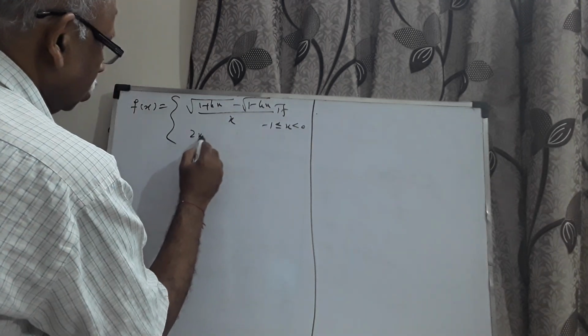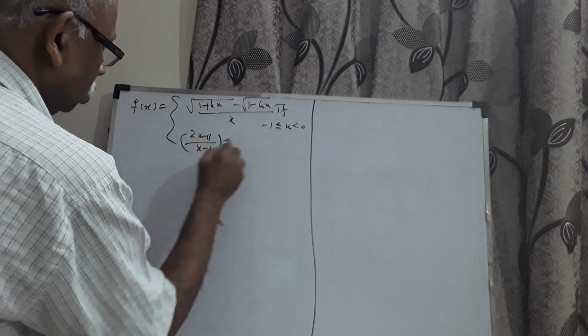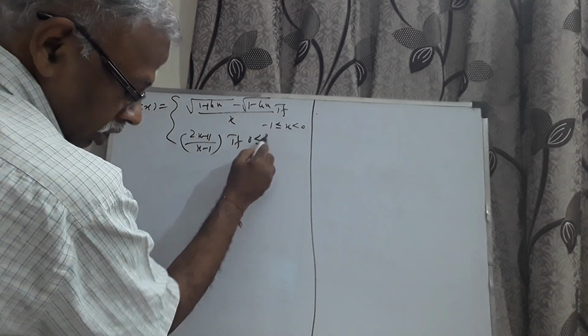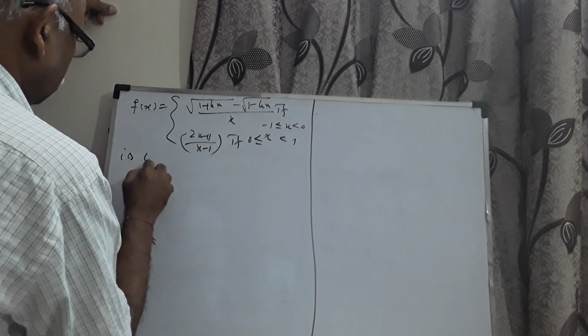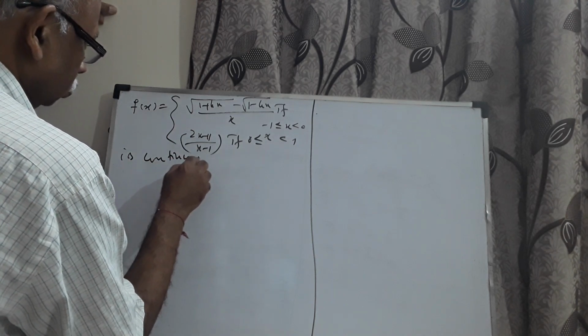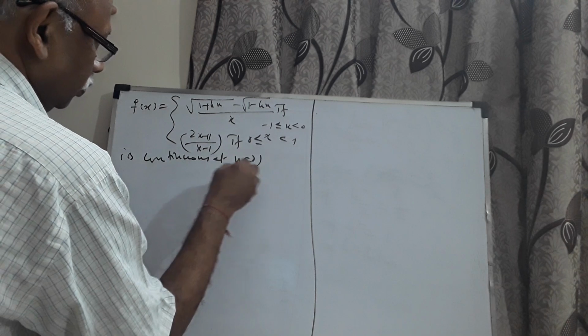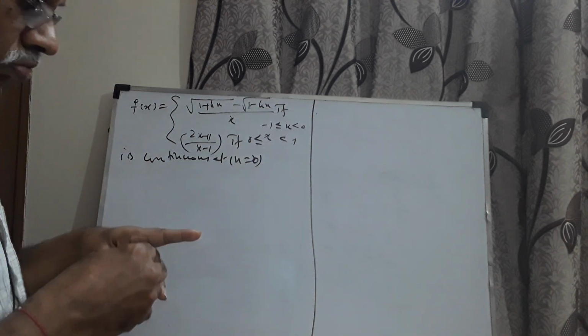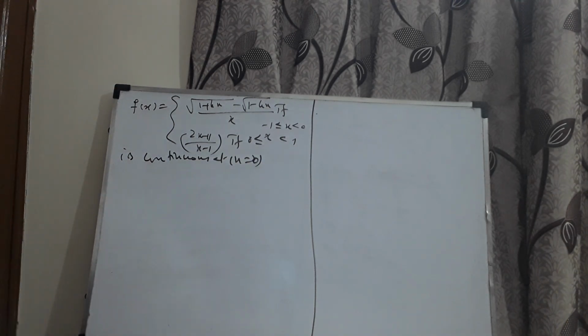Then this is (2x + 1)/(x − 1) if 0 ≤ x < 1, is continuous at x = 0. Find the value of k. I am not going to write the question.